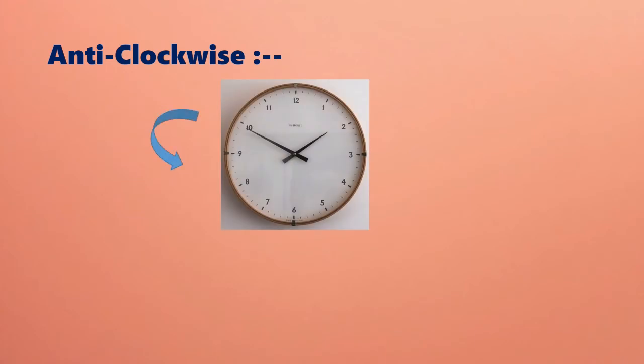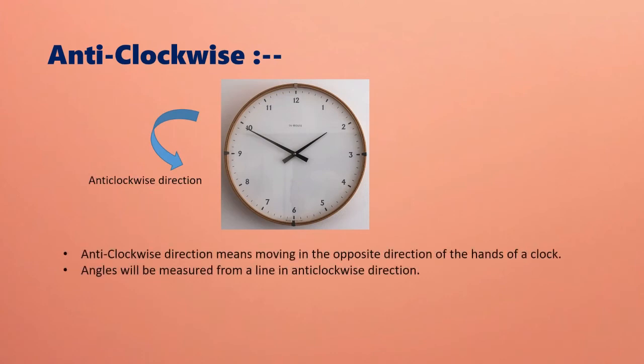Now anti-clockwise direction. This arrow mark indicates anti-clockwise direction. That means it is exactly opposite to clockwise direction. So anti-clockwise direction means moving in the opposite direction of the hands of a clock. Angles will be measured from a line from 0 degrees in anti-clockwise direction only.